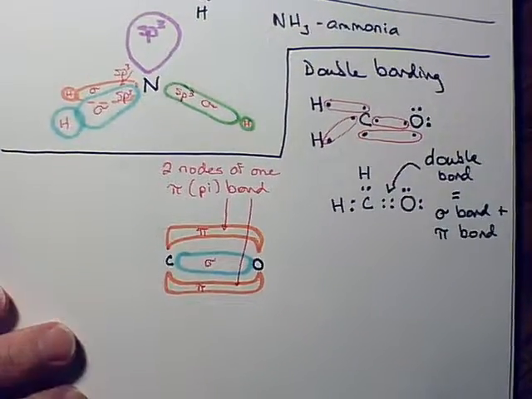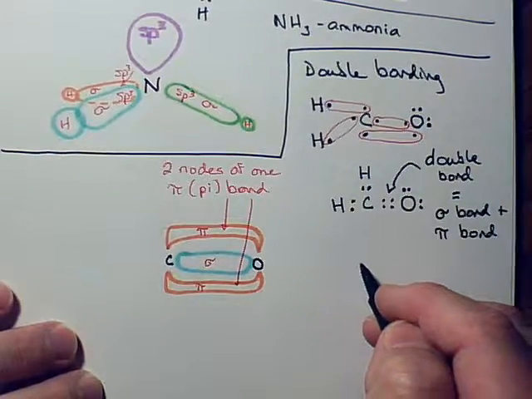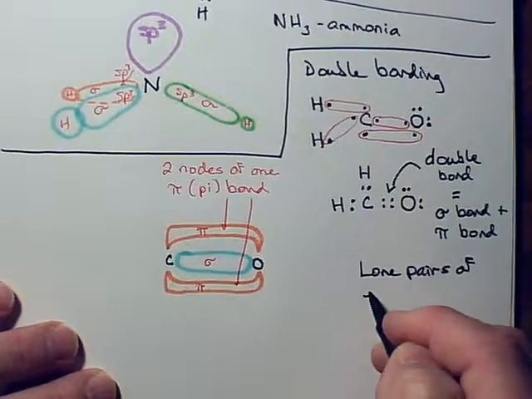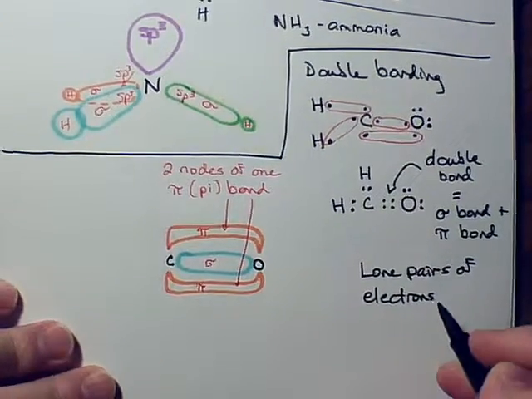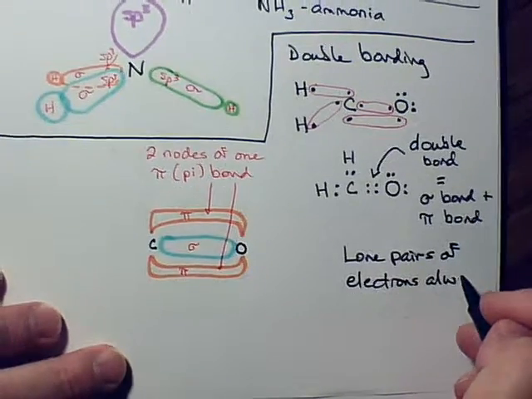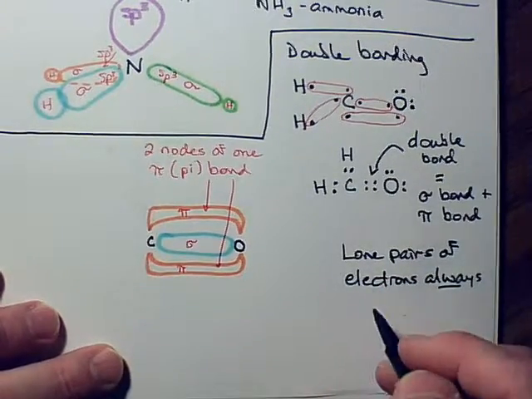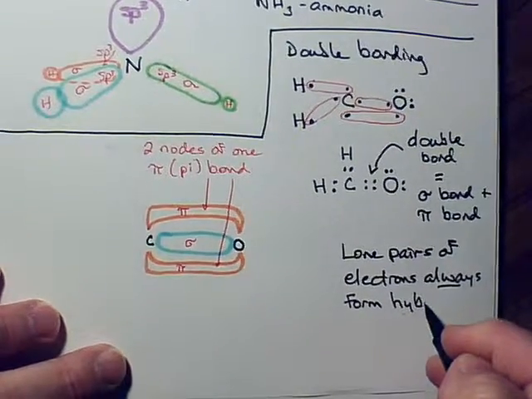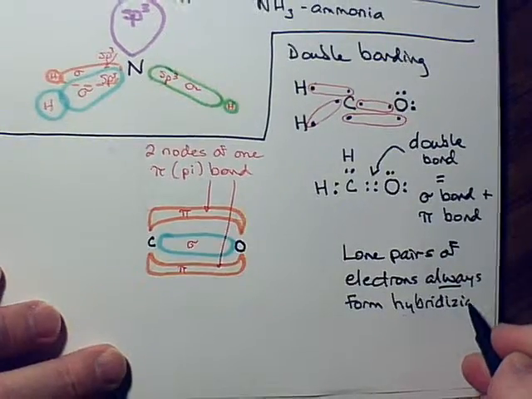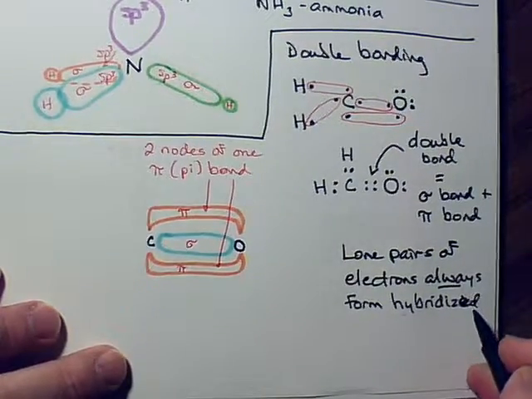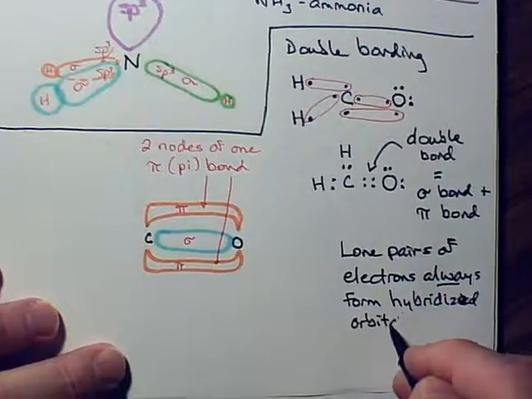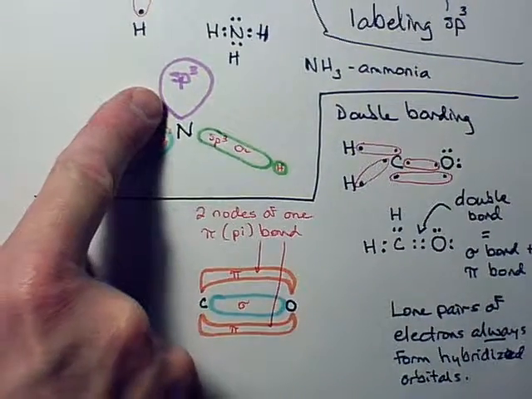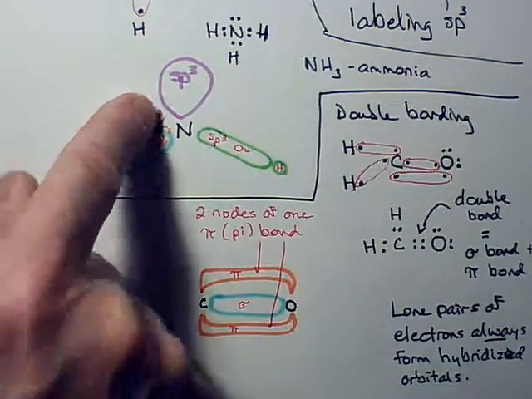I guess it's a trick. Something to remember that will help you. Lone pairs of electrons always form hybridized orbitals. And what was the shape of a hybridized orbital? A balloon shape.